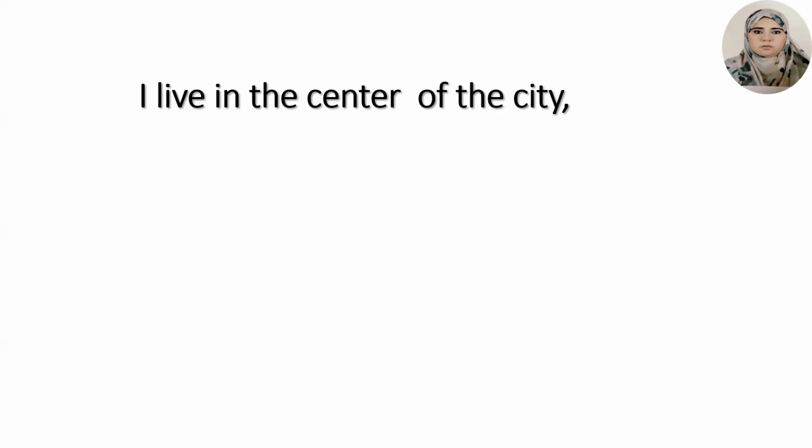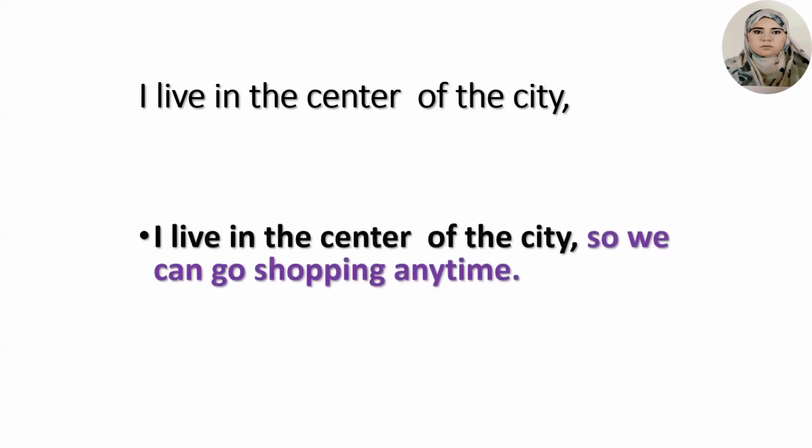Number 1, why am I telling my friend this? Number 2, why should this interest my friend? So the supported sentence will be, I live in the center of the city, so we can go shopping anytime. And the support phrase will depend very much on the character and the personality of your friend and how well you know this person. So if you know that your friend enjoys shopping, you can support, like, we can go shopping anytime.